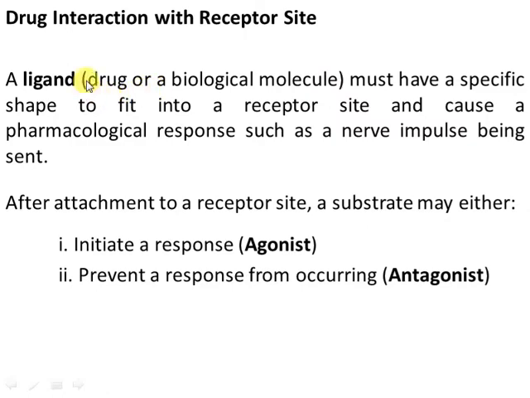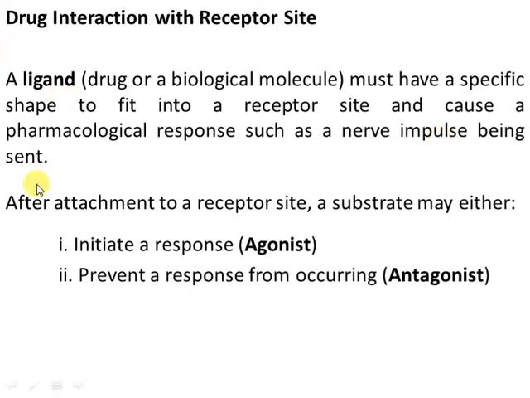So what we do is make use of a drug. This drug will bind with the receptor and carry out the work that was previously being performed by the biological molecule, right? Anything that binds with the receptor is called a ligand. So a ligand can be a biological molecule, which is the binder if the system is healthy, and it can be a drug if you have a certain disease. This ligand must have a specific shape to fit with the receptor site and show a biological response. Just for example, we are considering the process of nerve impulse conduction, right?